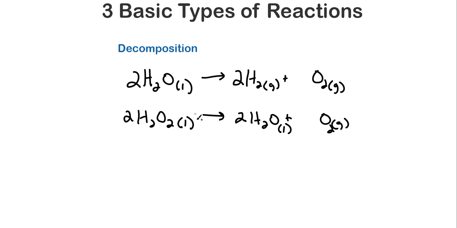One way you'll be able to tell a decomposition reaction for sure on your study guides and tests is it'll always start with 1 molecule and break it down into 2 or more elemental or molecular components.